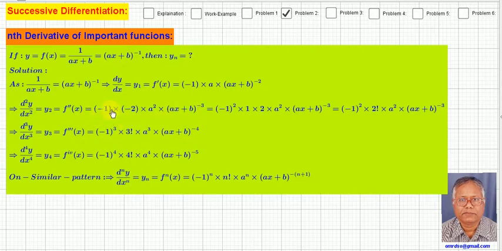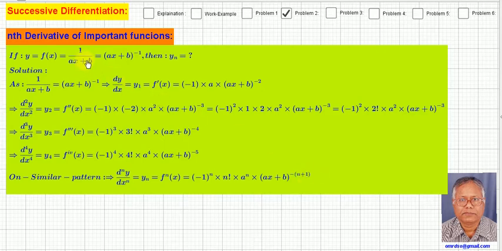Now arranging it, minus 1 is here, minus is here, so minus 1 square, 1 into 2 into a square, ax plus b to the power minus 3. This 1 into 2 becomes factorial 2. So minus 1 square into factorial 2 into a square into ax plus b to the power minus 3. On this pattern, if we get y3, or d3y/dx3, we get minus 1 cube, factorial 3, a cube into ax plus b to the power minus 4. The fourth derivative y4 is equal to minus 1 to the power 4, factorial 4, a to the power 4, ax plus b to the power minus 5. On the similar pattern, d^n y/dx^n, rather the nth derivative yn, is equal to minus 1 to the power n, factorial n, a to the power n, into ax plus b whole to the power minus n plus 1.